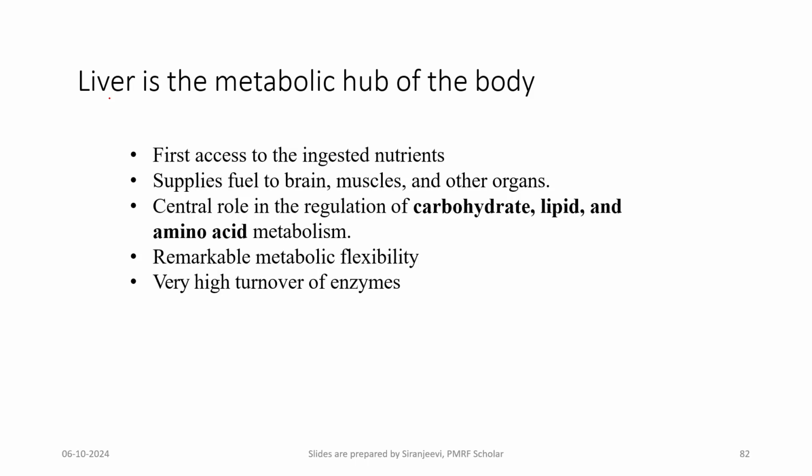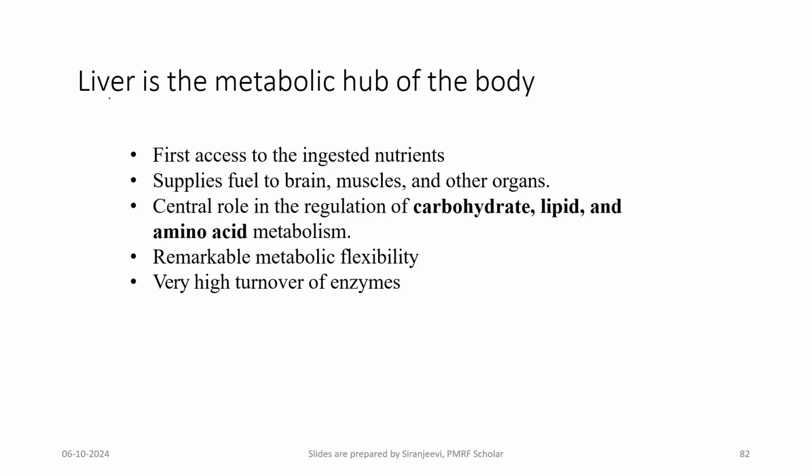The first organ that we are going to see is the liver. The liver is the metabolic hub of the body. It first gets access to the ingested nutrients and then supplies fuel to the brain, muscle, and other organs. It plays a very central role in the regulation of carbohydrate, lipid, and amino acid metabolism.